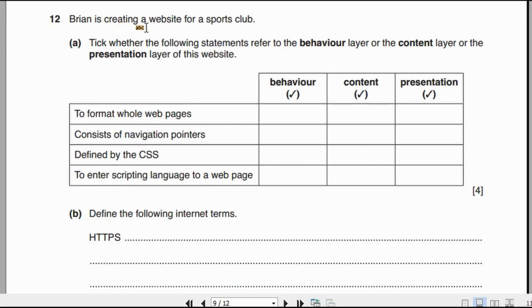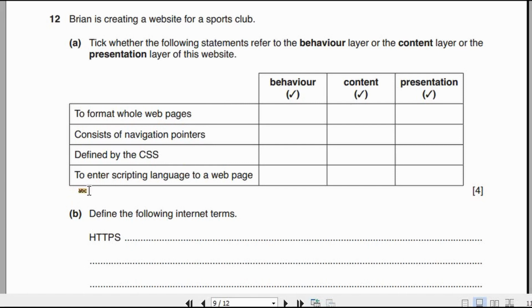Brian is creating a website for a sports club. Okay, the part A. Tick whether the following statement refers to the behavior layer or the content layer or the presentation layer of the website. Basically, these behavior, content and presentation layers are the formation of the website. This question is also related to other papers, but some of the part is also discussed in your syllabus for year 1. So I will discuss this. Okay, we can discuss it.